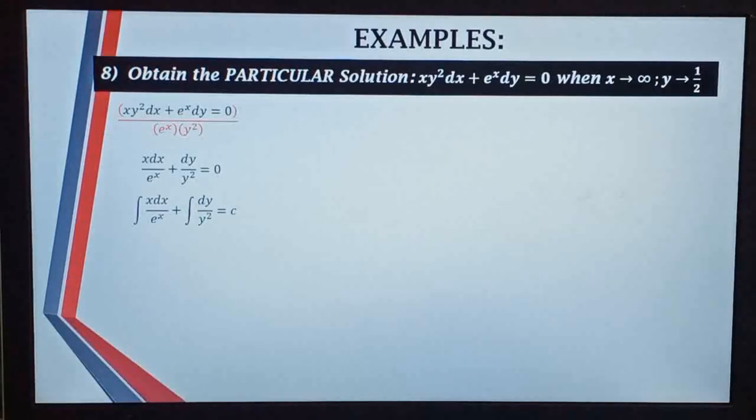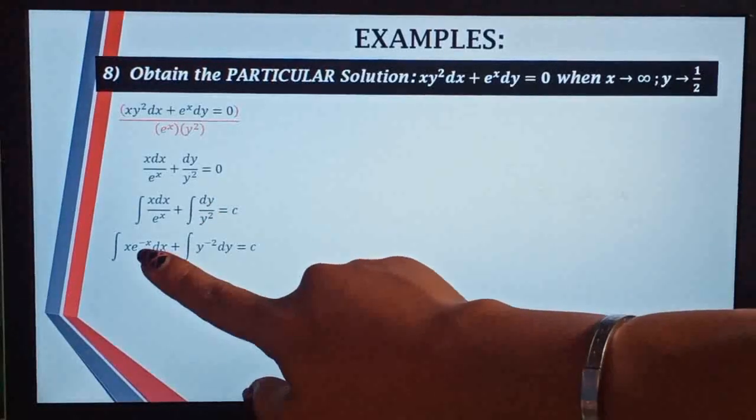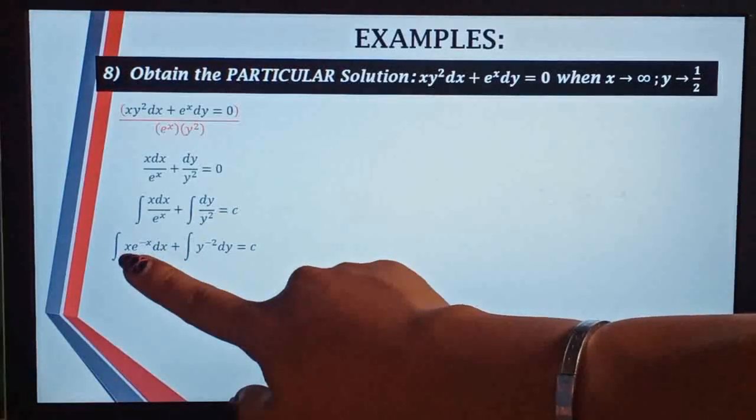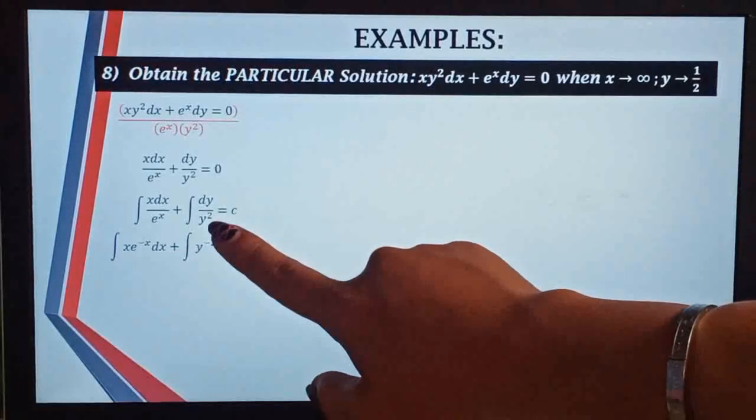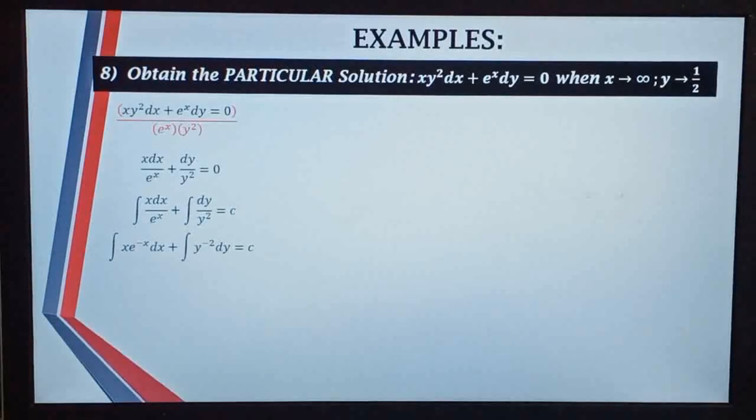So, pwede natin siyang i-rewrite as the integral of e raised to negative x multiplied to x dx. Tapos, si y squared, itataas din natin. This will be y raised to negative 2 dy, then equated to c. You will notice that the first term can be integrated using by parts. Then the second term can be integrated using the power rule.